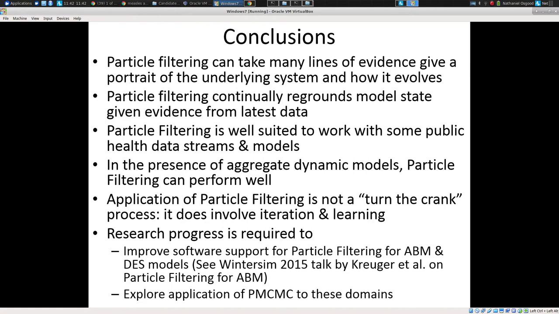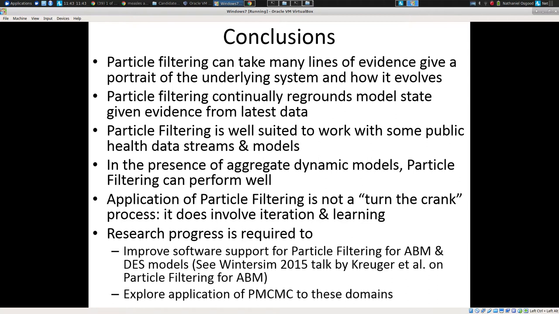Okay, so particle filtering is a fantastic method. It could take many lines of evidence and give a picture of what's going on in the underlying system, how it evolves. It continually regrounds model state, given evidence from the latest data, and in fact can allow you to reconstruct not just current model state, but the history of state, take into account both data to a certain point and after that point. It's very well suited to work with some public health data streams and models.